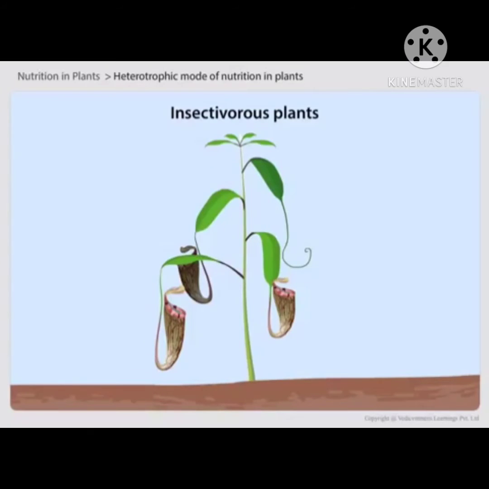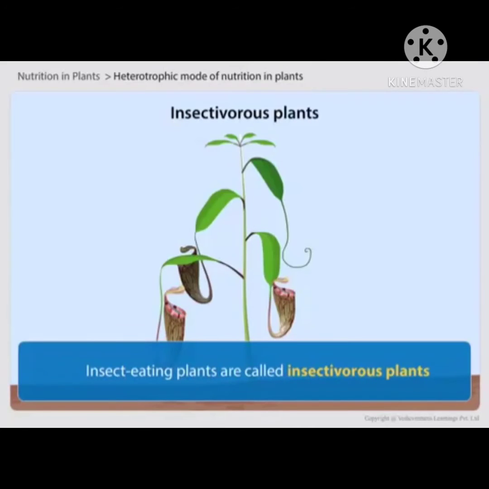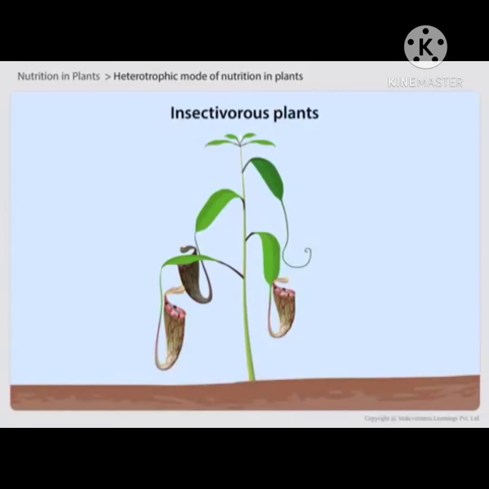Plants which can trap insects and eat them. Such insect-eating plants are called insectivorous plants. For example, pitcher plant. Let us learn about pitcher plants.